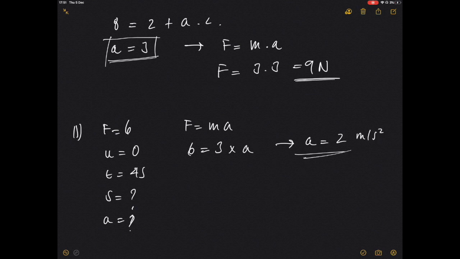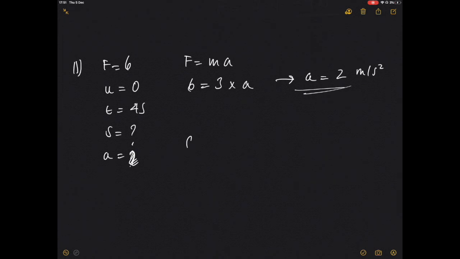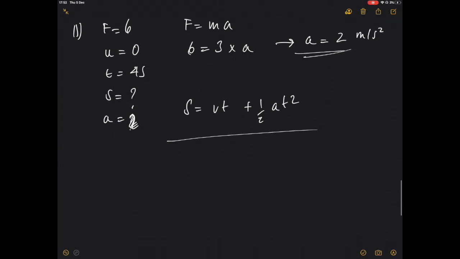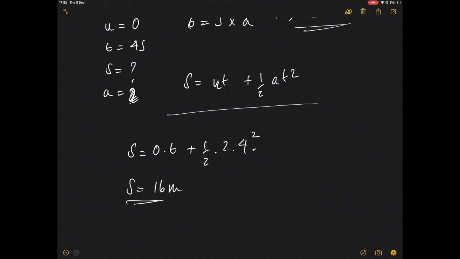Okay, so we have an answer of 2 here. So now we have u, we have t, we have a, and we want s, and we can use the equation s equals ut plus a half at squared, one of our equations of motion. If you weren't here last week, you will have to look back in the notes or watch last week's videos. So s equals u, which is 0, times t, plus a half, multiplied by 2, times 4 squared. So s equals 4 squared, 16, times 2, divided by 2, so the answer would be 16 meters.